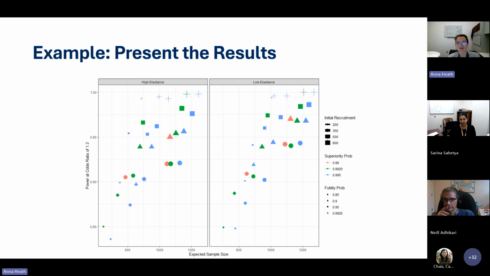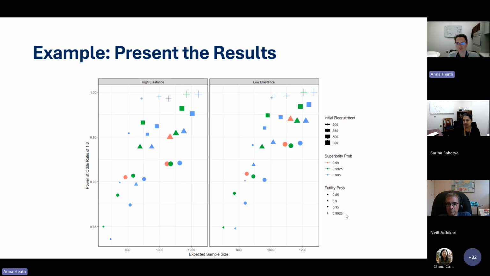So we're not seeing any of the scenarios. You'll see we did 128 scenarios, but they're not all on this graphic because some of them had unacceptably high type 1 error rates. What you can see in terms of the pattern is that the higher the initial recruitment, so the bigger the symbol, the higher the power, but also the higher the expected sample size. And the higher the superiority probability, the lower the power and the higher the expected sample size.